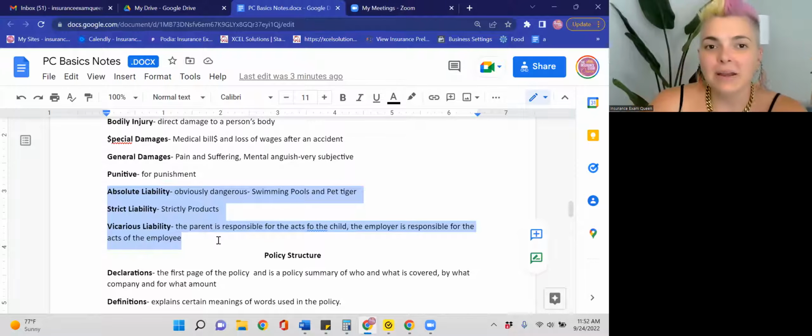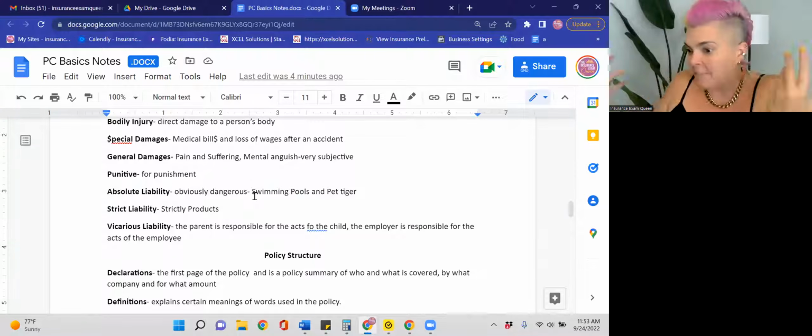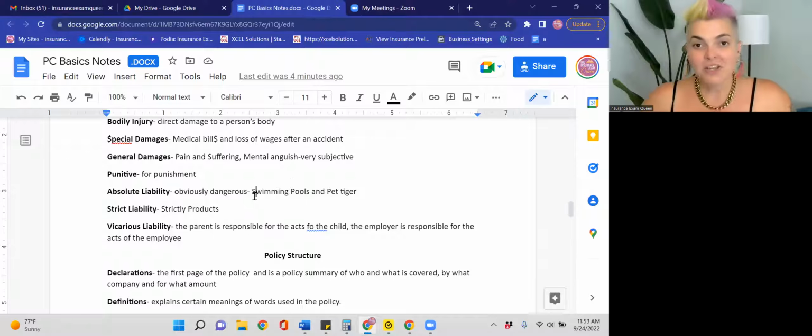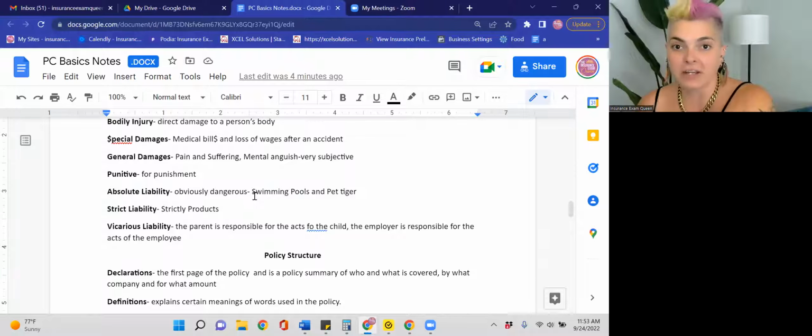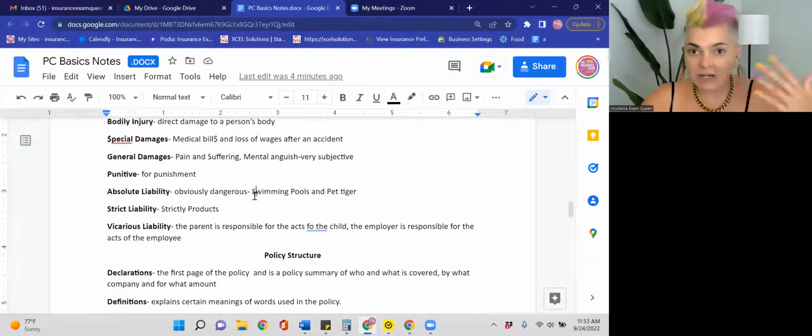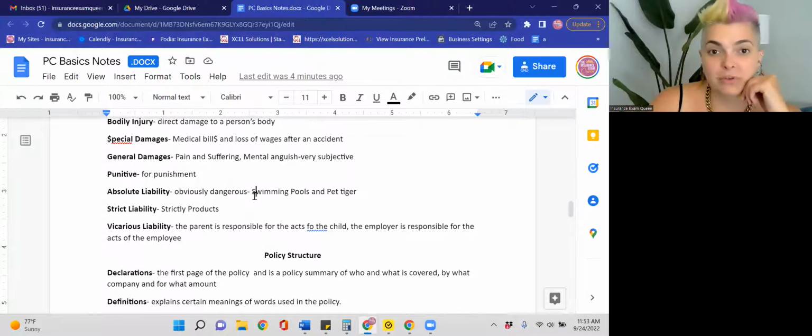All right. So absolute liability is for something absolutely, obviously dangerous. This is Joe Exotic, literally Joe Exotic: swimming pools and a pet tiger and explosives. Those are the things that make you absolutely liable. When you are doing something so obviously dangerous, so obviously hazardous, that is absolute liability. We don't need to prove it. You are absolutely at fault, absolutely guilty.